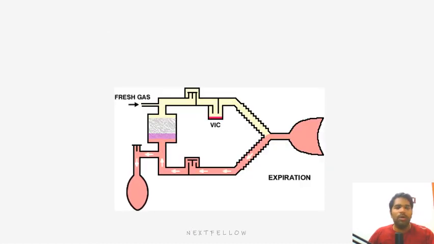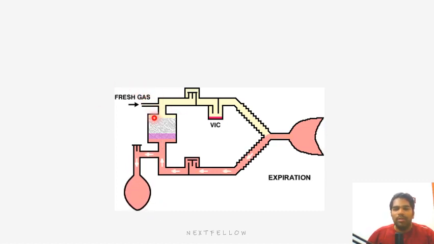I will show you a small simple GIF to understand the circle system. So this is the fresh gas inlet. The fresh gas goes and enters into the inspiratory limb. It goes through the one-way valve. So this is the inspiratory unidirectional valve. Unidirectional in the sense that the valve will allow gas to pass only during the inspiration, and during the expiration that valve won't function. So that is a unidirectional valve.